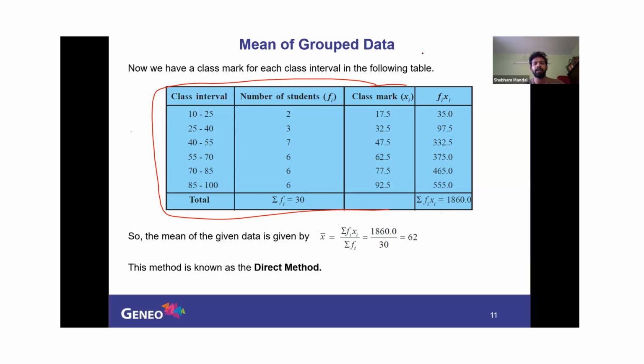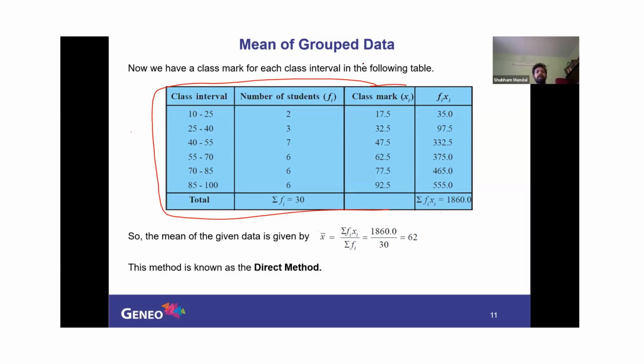So any doubts in this, guys? See, no one is responding, which either means that all of you have understood everything or you have understood nothing. If you have understood everything of the direct method, please raise your hands. If you haven't understood, then let me know what doubt you have. Then I can clear it. Otherwise, I'll move forward to the next method. All right. So let's move forward to the next method.